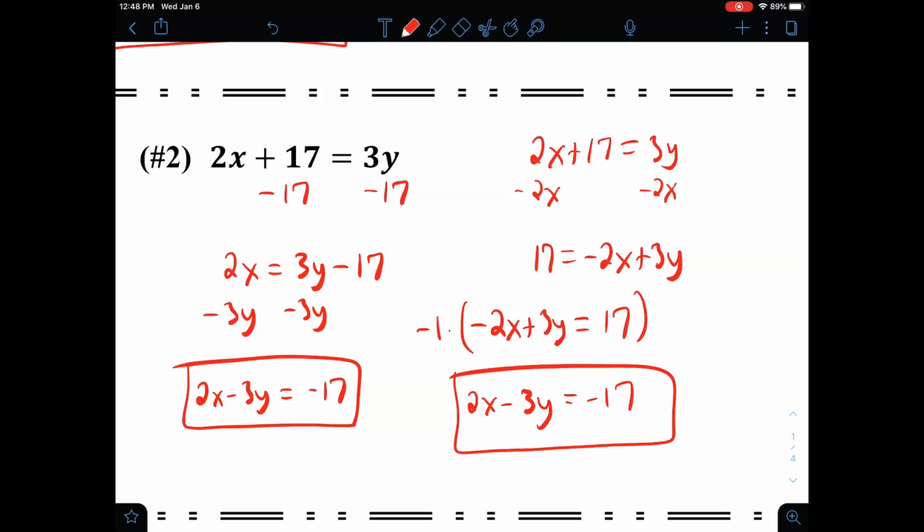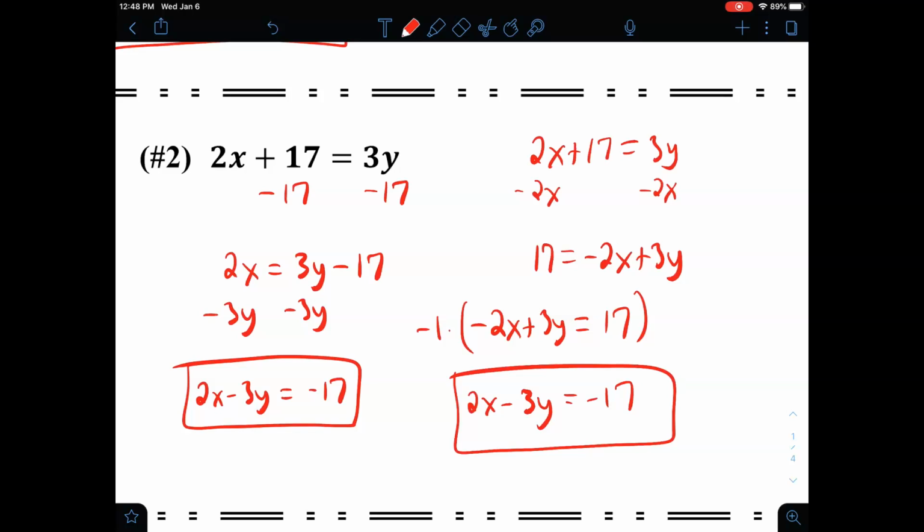I think the first way is probably a little bit easier, but as long as you get x and y on the same side and you get the constant all by itself on the other side, and all the numbers are integers, positive or negative whole numbers, and the a value is positive, then we're good to go. But some people right here, this could actually be an answer: negative 2x plus 3y equals 17. Not all texts or curriculums make the first number have to be positive, but we're just doing it to get the practice to make sure we know how to do it. Okay?